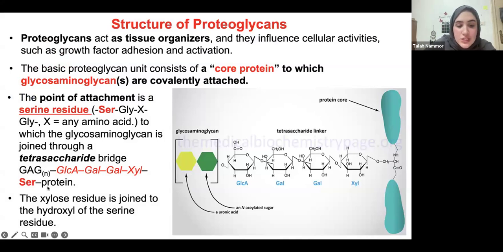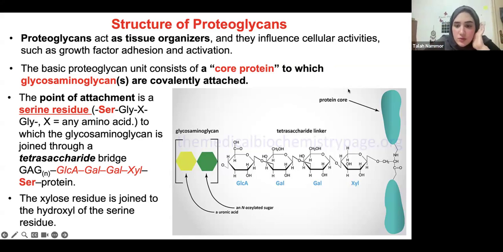Anyways, now proteoglycans. So we talked about carbohydrates. We talked about glycosaminoglycans. Now we're going to talk about proteoglycans. Basically, we kept saying that the glycosaminoglycans usually bind to a protein, and when they bind to a protein, they'll be called proteoglycans. Proteoglycans act as tissue organizers. Just know that proteoglycans equal tissue organizers. That's all you need to know.